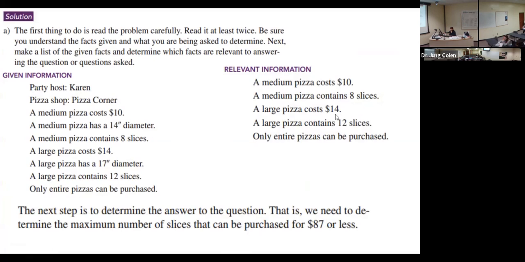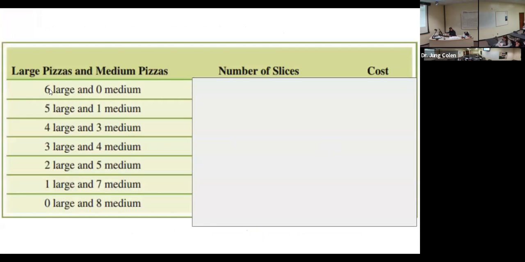If I have 7 large pizza, how much is that? 7 times 14, 98, which is way too much, right? How about 6 pizza? So 6 times $14. What is it? $84, which is less than $87. So 6 is the largest number of large pizza that I can have, right? So that's why I started from 6 large pizza.